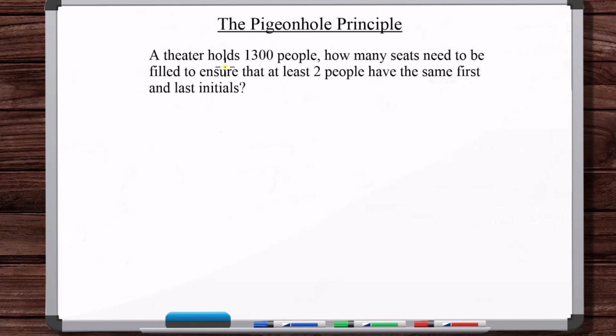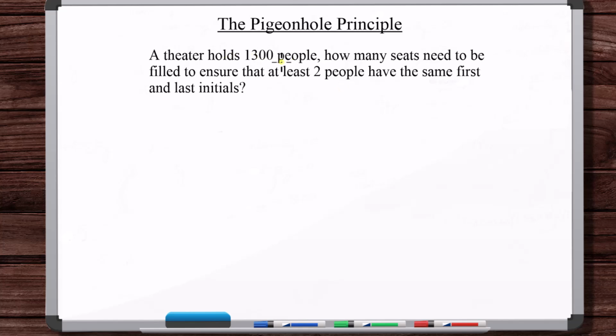Okay, a theater holds 1,300 people. How many seats need to be filled to ensure that at least 2 people have the same first and last initials? Okay, so is n equal to 1,300 here? Maybe. No, we're actually solving for n here.